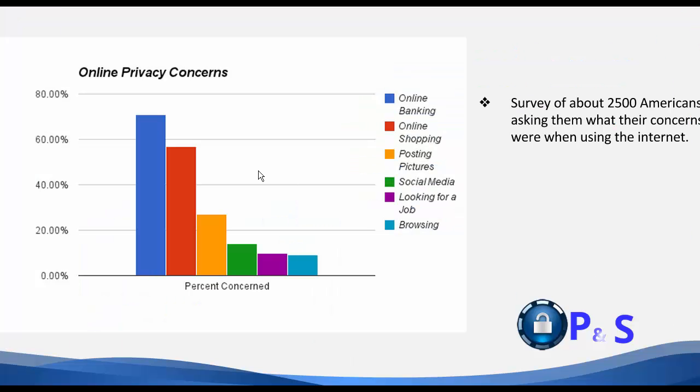Next, we will see a bar graph which depicts a survey of about 2,500 Americans who were asked what their concerns were when using the internet. The interesting results show that online banking and online shopping cause the greatest concern, but such things as social media and browsing created little to no concern at all. This shows that Americans are not aware of the possible risks they have when they are searching the web.